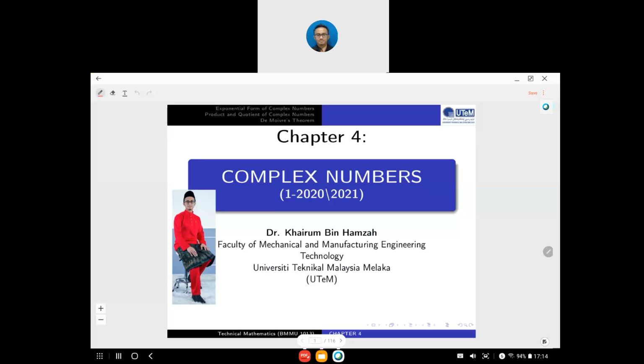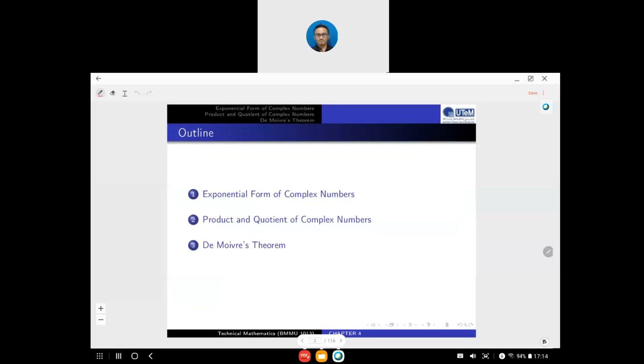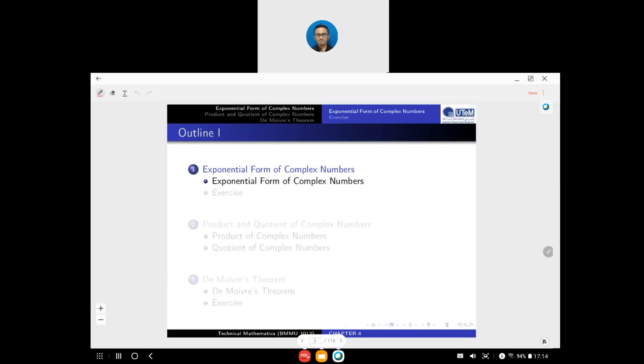So today we continue our lecture on chapter 4, complex number. Our outline for lecture today: the first one, exponential forms of complex number. Second one, product and quotients of complex number. And last but not least is the Moivre Theorem. So let's proceed to the first one, exponential forms of complex number.